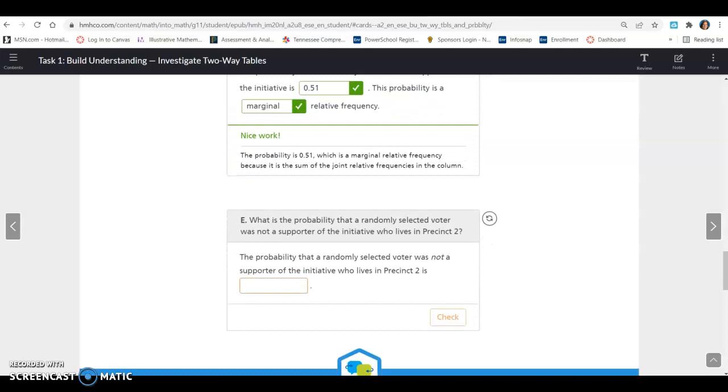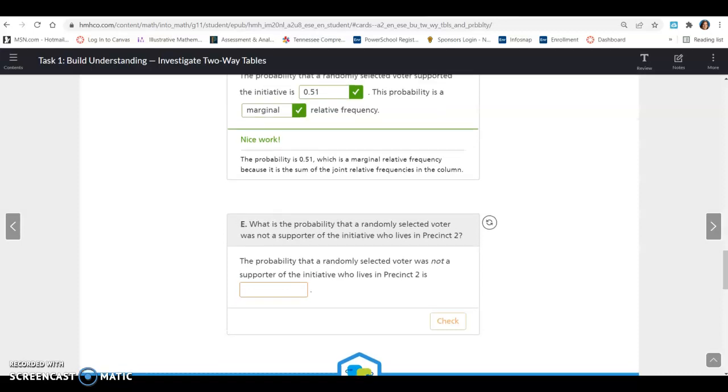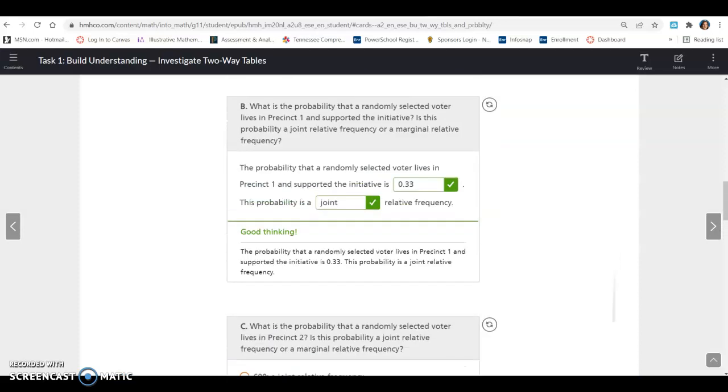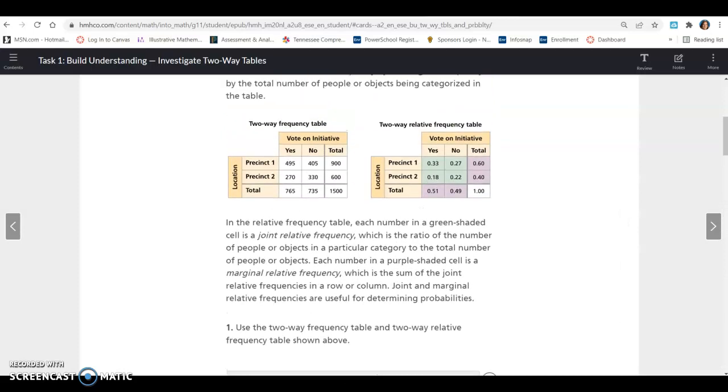What is the probability that a randomly selected voter was not a supporter of the initiative who lives in precinct 2? So not a supporter and lives in precinct 2. Yes and precinct 2 is 18%. We want not a supporter in precinct 2, so it would be all of the others outside of yes and precinct 2. We would have to add up these three totals, or we could do 1 minus 18%.